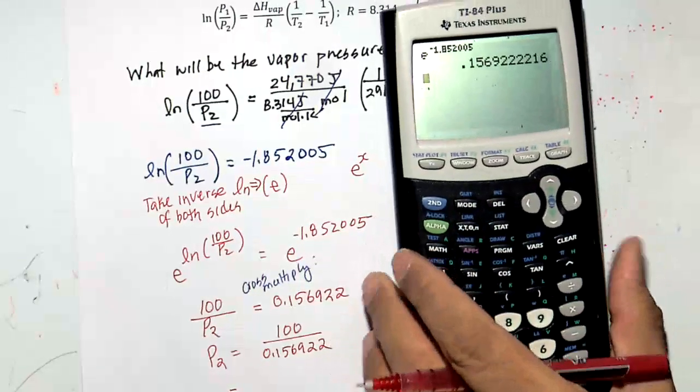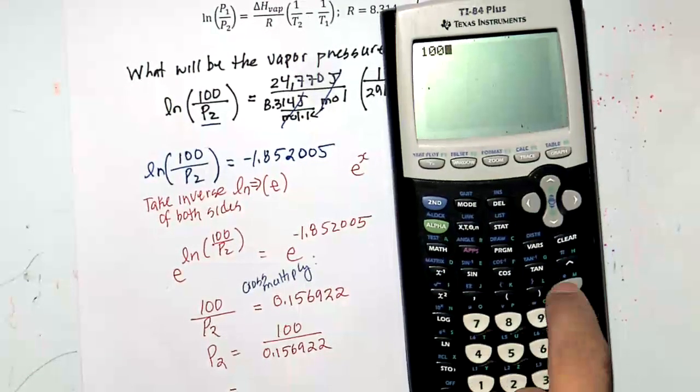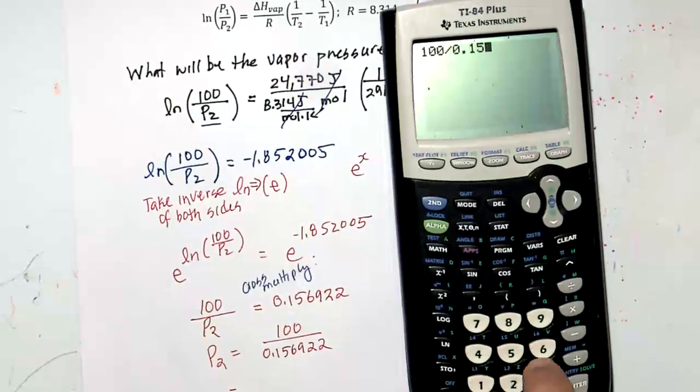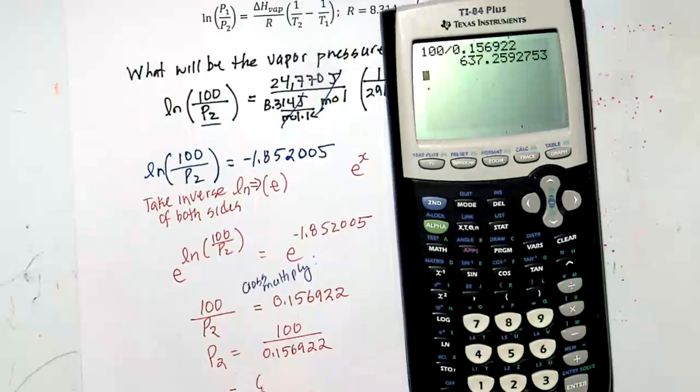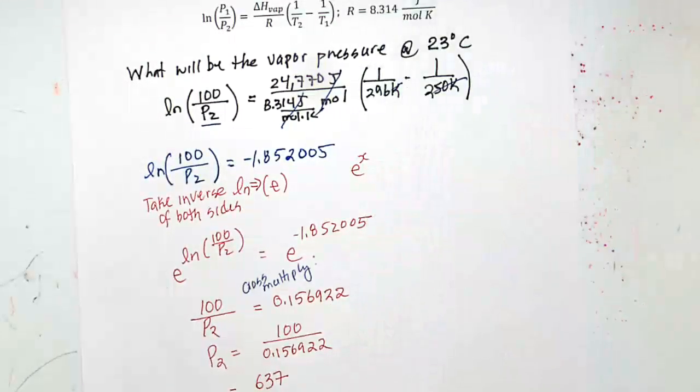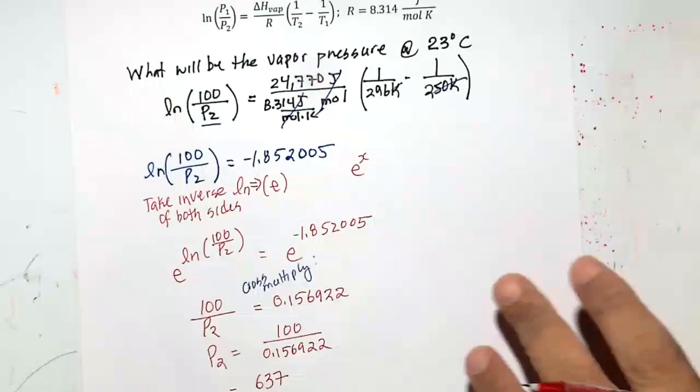So what will P2 be after we cross multiply? It's going to be 100 divided by 0.156922. And I'm getting about 637. That's a very high pressure. Now, what are the units?